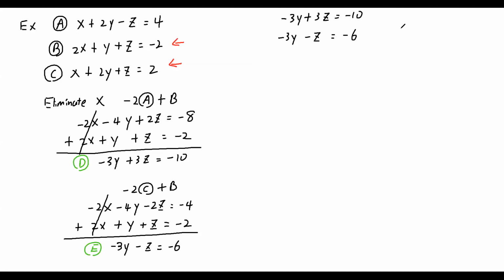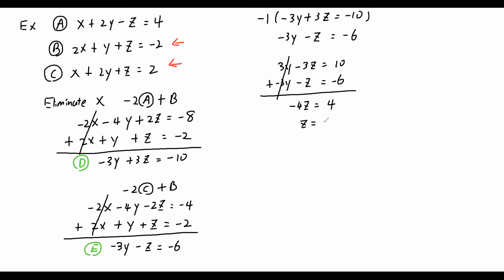But how can we do that? All we have to do is multiply one of the equations by negative 1. So why don't we multiply the first equation by negative 1 and add it to the second equation? We will get 3y minus 3z equals 10. And then add it to negative 3y minus z equals negative 6. So the y will cancel out and we get negative 4z is equal to 4. Z is equal to negative 1.